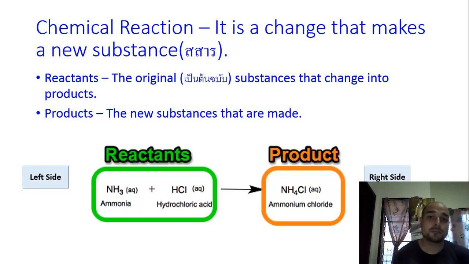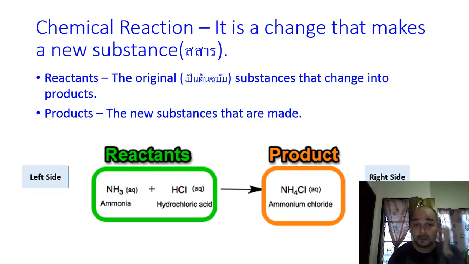Okay, you're going to be learning about chemical reactions and different types of chemical reactions. So what is a chemical reaction? It is a change that makes a new substance. Now, you will see word equations or chemical equations, and whatever is written on the left side, that is the reactants. Okay, so the reactants are the original substances that change into products. So in this case, we have ammonia and hydrochloric acid as reactants. Now they are going to go through a chemical reaction to make a new product.